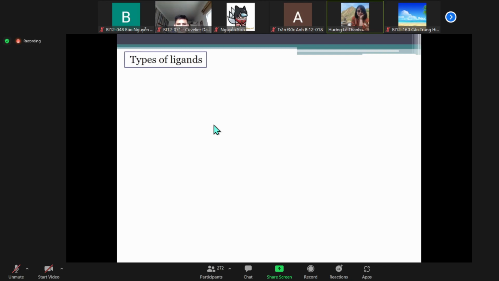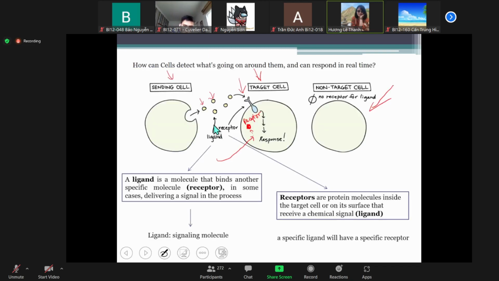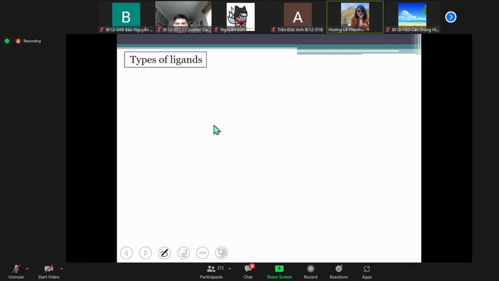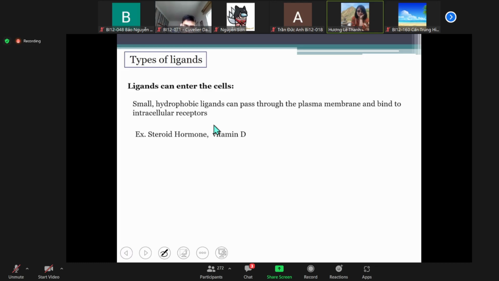So we have several types of ligands, as I show you here. We have a receptor on the surface, and we have a receptor inside cells. These can receive information from ligands binding on the outside, and some ligands can also cross the cell membrane. We have two types of ligands. For a ligand to enter the cell, it must be a small hydrophobic molecule that can pass through the plasma membrane and bind to the intracellular receptor. Examples are steroid hormones and vitamin D.